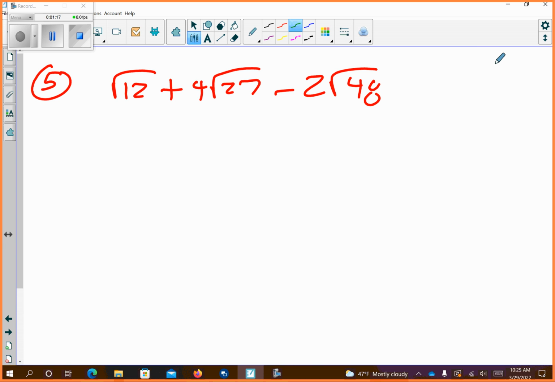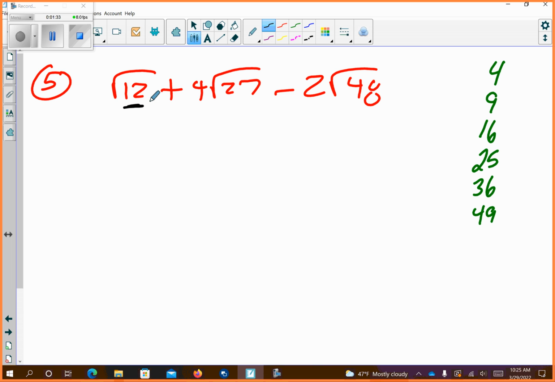So 1 times 1 I'm not worried about. 2 times 2 is 4. 3 times 3 is 9. 4 times 4 is 16. 5 times 5 is 25. 6 times 6 is 36. 7 times 7 is 49. And that looks like as far as we need to go with our numbers.